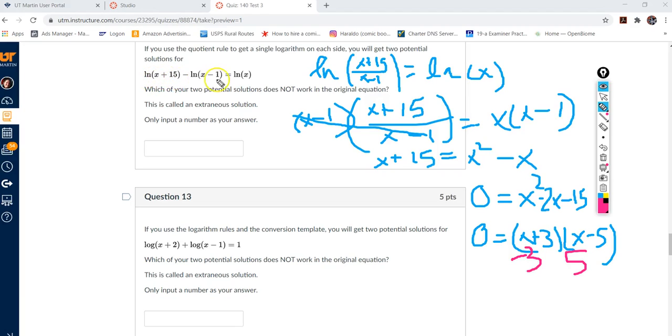It's fine here, but it's not fine there, because negative 3 minus 1 is negative 4. You cannot take the logarithm of something negative. And so this is my extraneous solution.